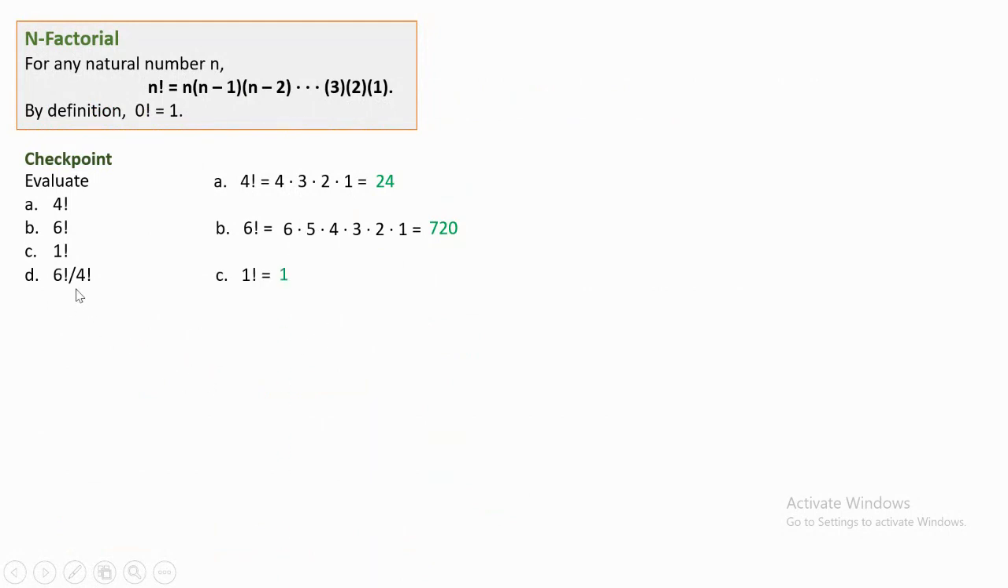Now D, 6 factorial divided by 4 factorial. 6 factorial will be 6 times 5 times 4 times 3 times 2 times 1. And 4 factorial will be 4 times 3 times 2 times 1, right? So the 1 divided by 1 is 1, and that cancels as 1, and the rest cancel too. So on the bottom we have 1, right? So the answer will be 6 times 5 divided by 1, which will be 30.